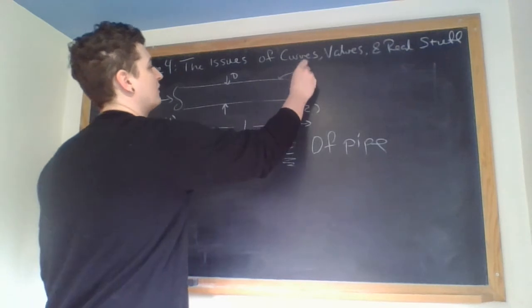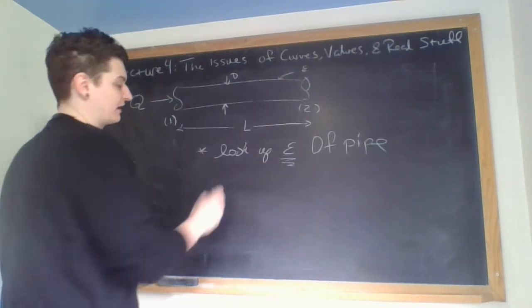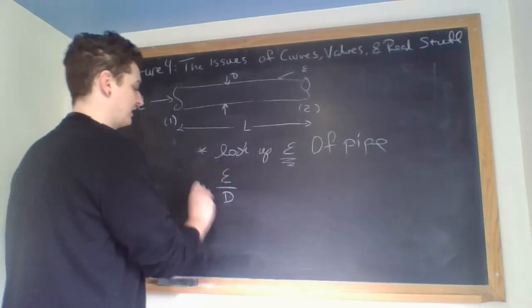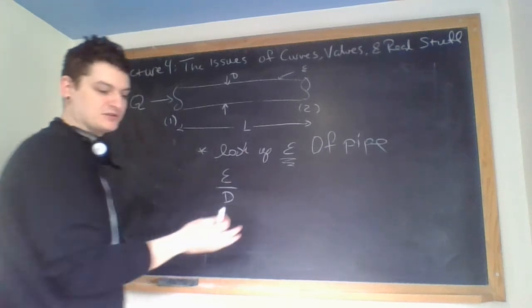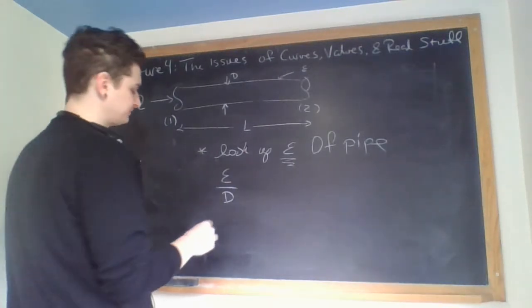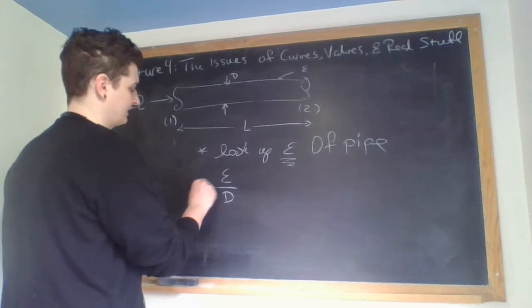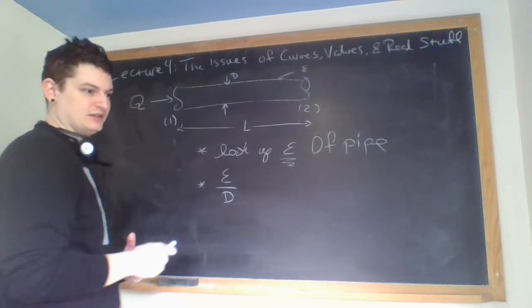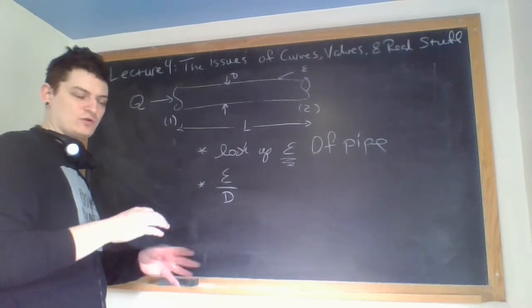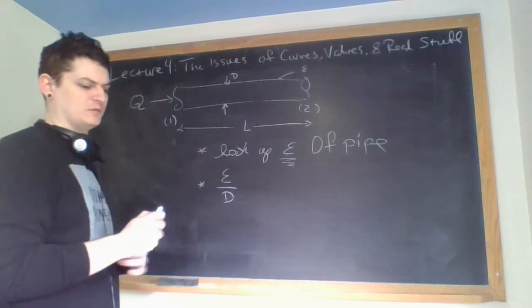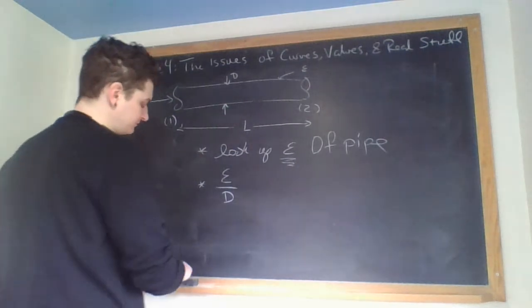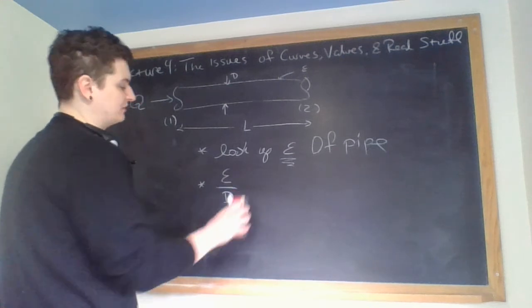So this wall has some roughness height. Okay, now you're going to take this, divide it by this, and now you have this non-dimensional roughness ratio. Then you just want to see if it's hydraulically smooth or fully rough. Let's say it's smooth though.